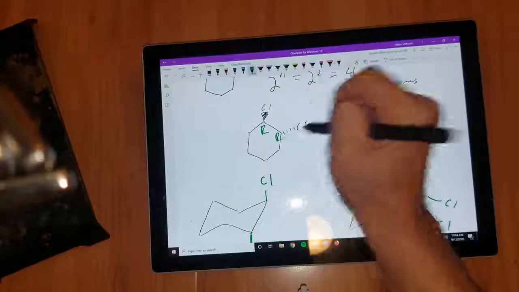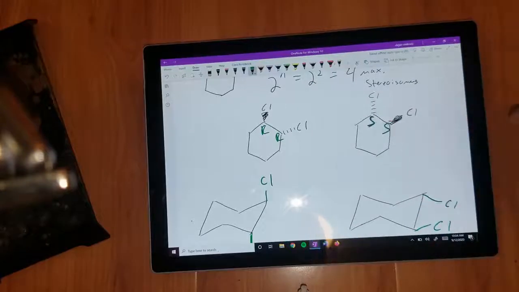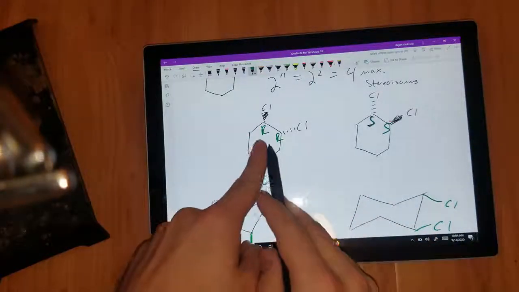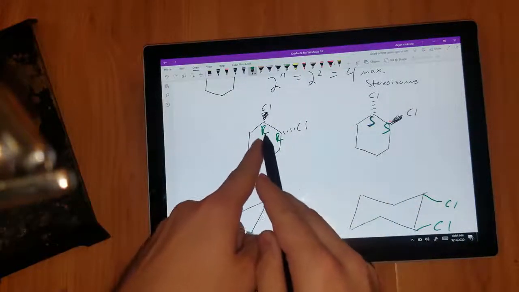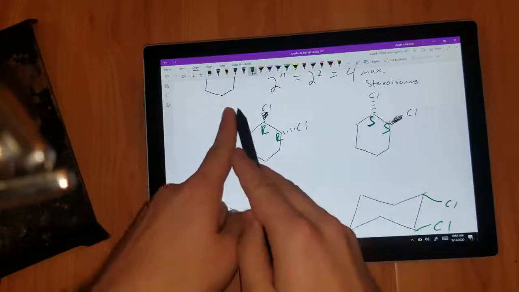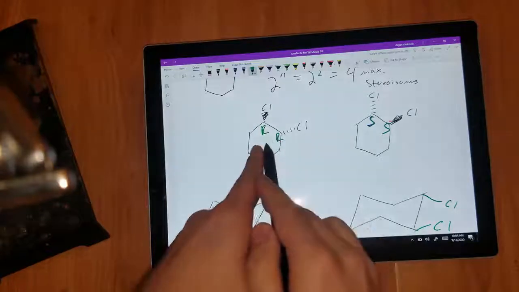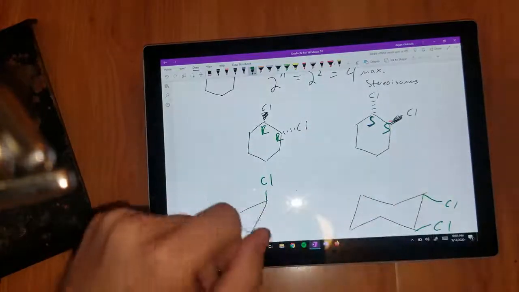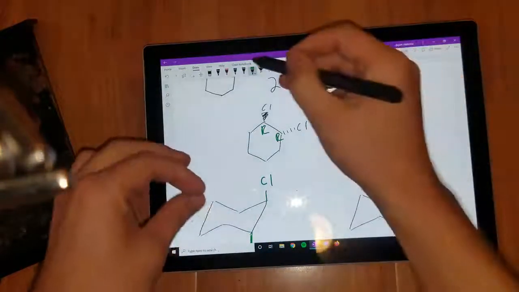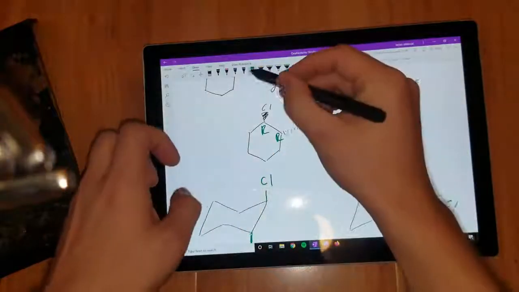Both R, R, S, S. And so we can see our stereoisomers have both flipped, right? This went from RR to SS, and they're in the same conformation, so they went from wedge to dash, dash to wedge, right? And so these should be, according to this picture, enantiomers.